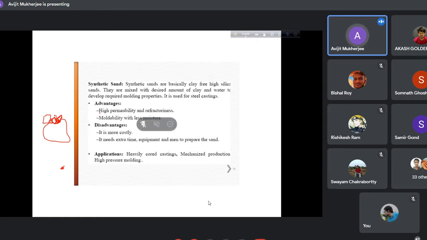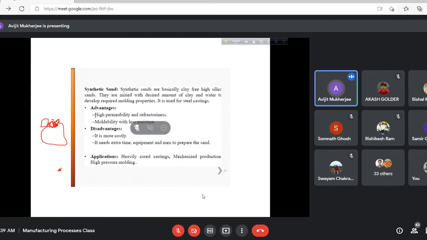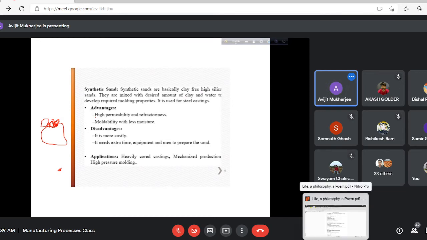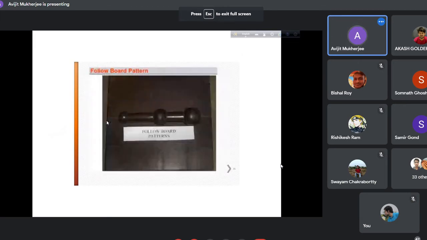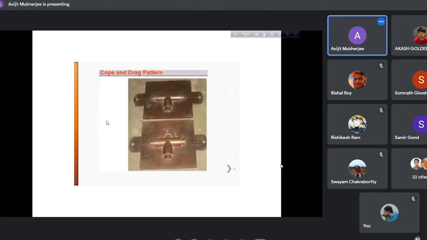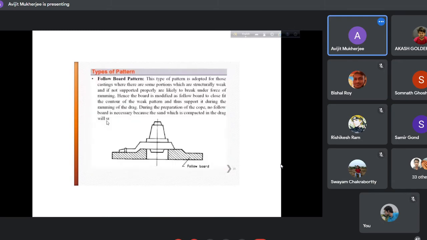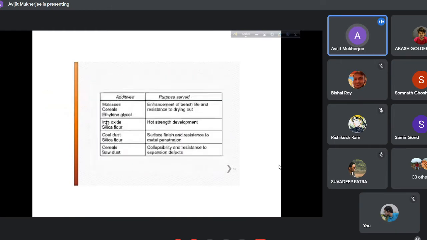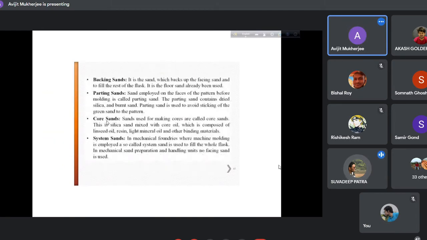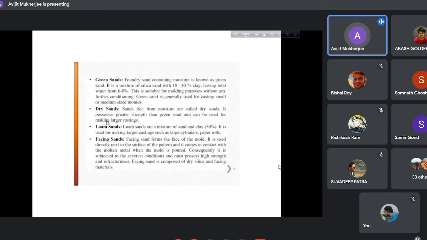And to increase the permeability artificially, we use a method in our molding shop. Last class we had discussed, we used to use a bent wire or bent rod and go on perforating different places. Can you remember that part, or not? Yes, sir. So how to use it, what is the rule of venting?